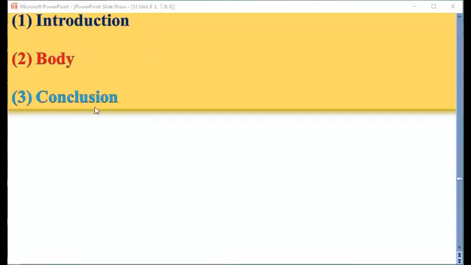Introduction, body, conclusion. And as you know, in the introduction, dear students, we have two main things we should put in our considerations. First of all, the hook or the thesis statement. In the body, we have two ideas, body paragraph 1 and body paragraph 2. In the conclusion, we can summarize the ideas of the previous topic.